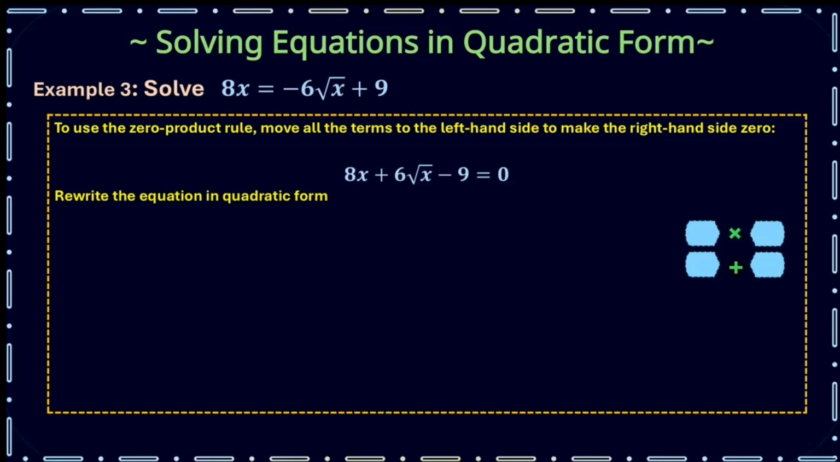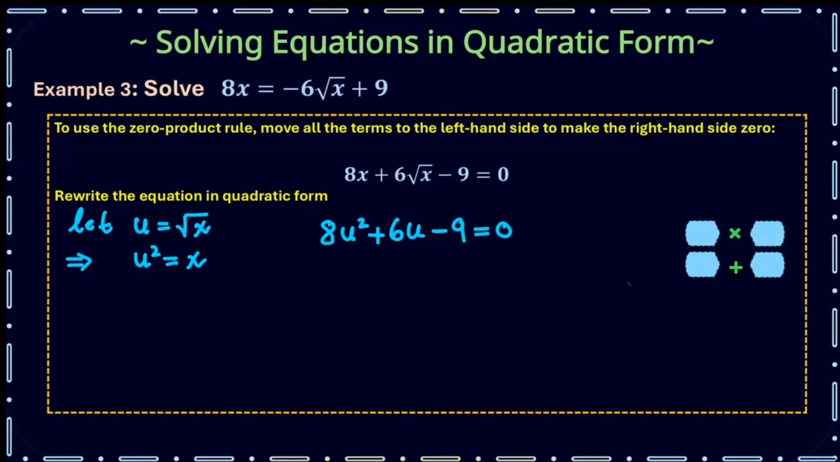Notice that if I let u equal root x, then we know that if I square u, I get x. Therefore, this x can be thought of as u squared. Therefore, we have 8u squared plus 6 root x, which is u, minus 9 equal to 0. Now we have to solve this quadratic equation.